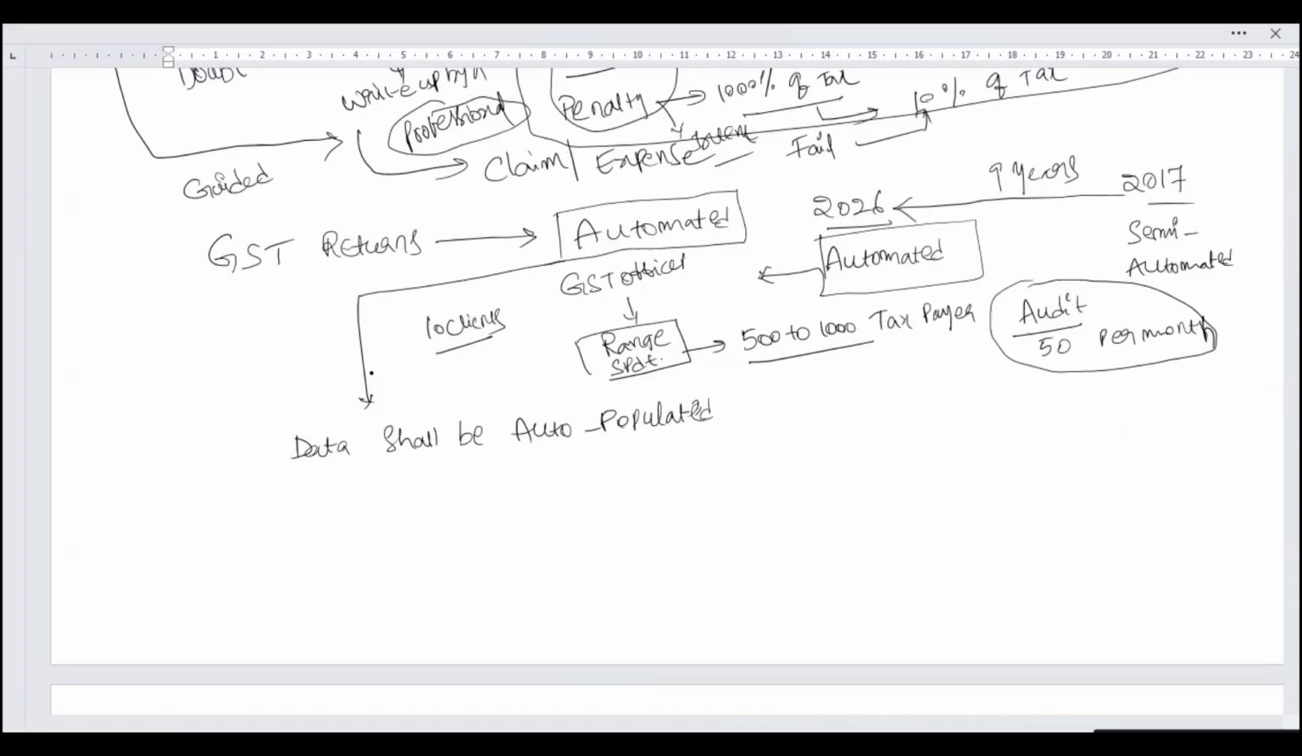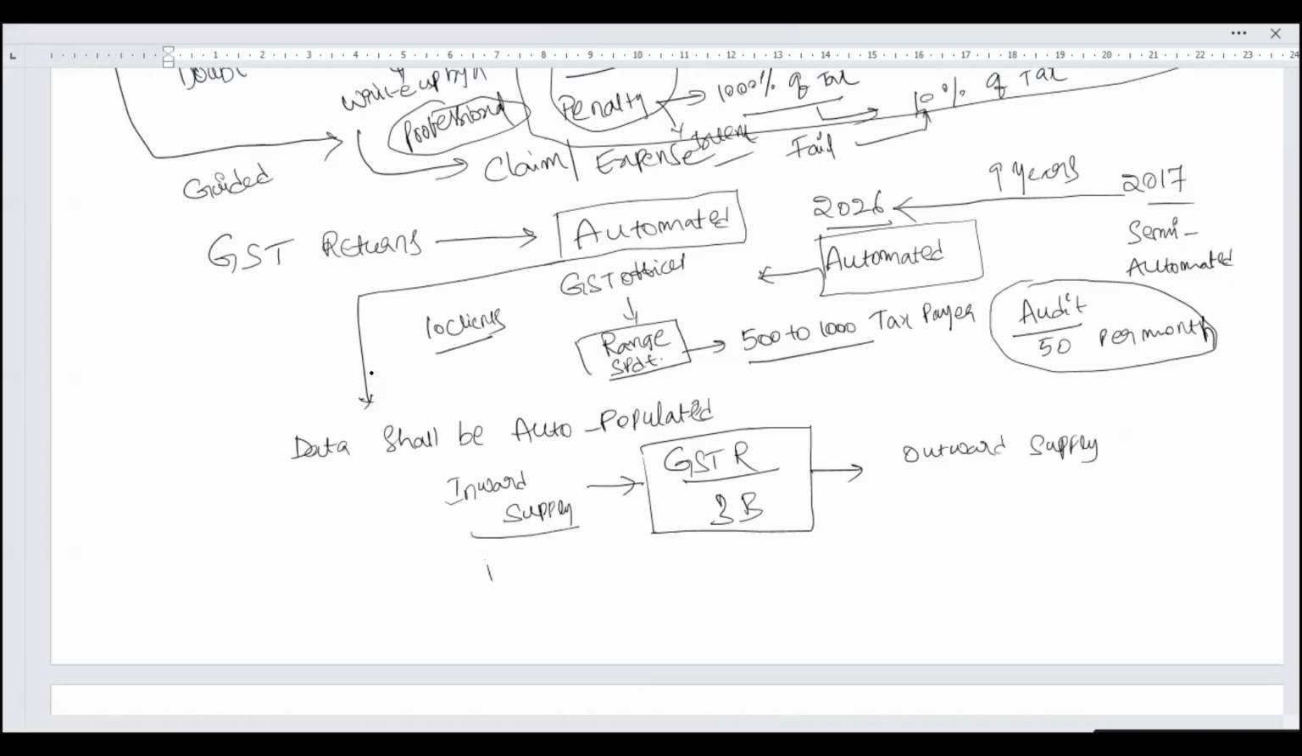Data shall be auto-populated. So that means to say, when we look at your GST return, the GST return we are talking about today is GSTR3B, which is your monthly or quarterly return. Now here you have something called inward supply. This has got something called outward supply. Now this is my purchase. This is my sales.